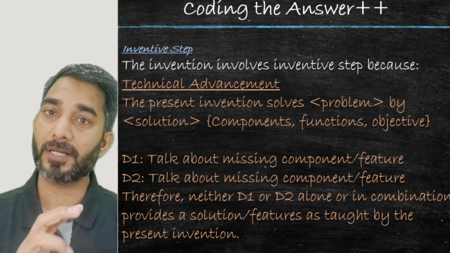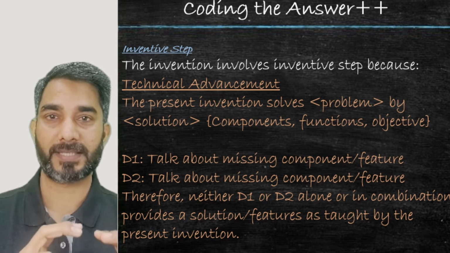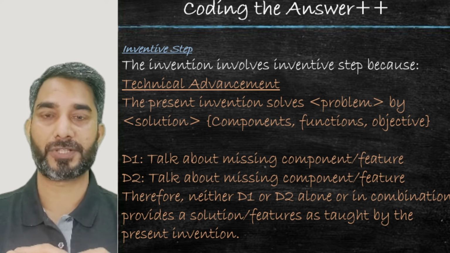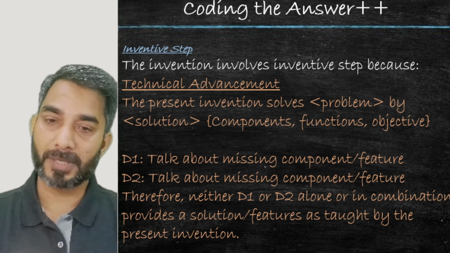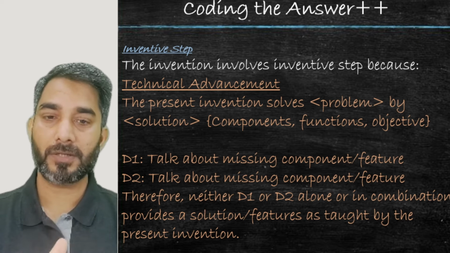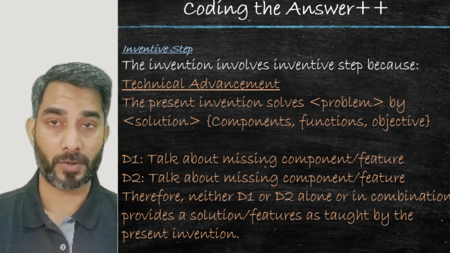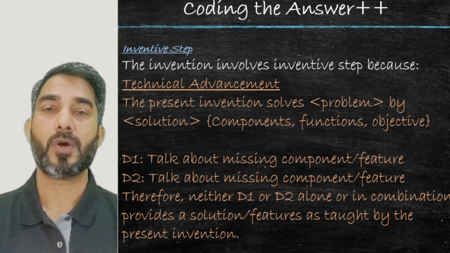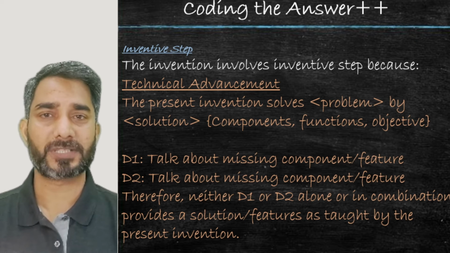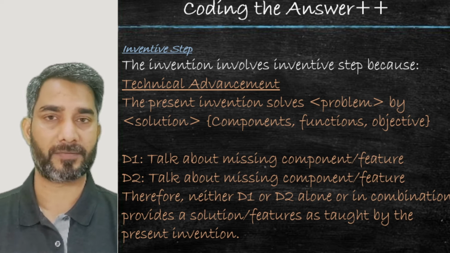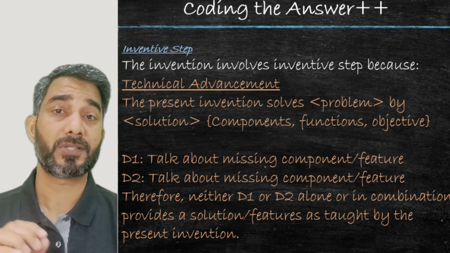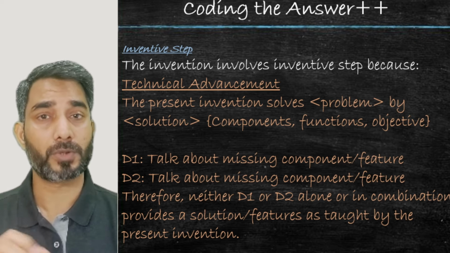And once we have written that, we again go and attack D1 and D2 by saying that D1 is talking about it, but D1 doesn't have this component, doesn't have this feature, and cannot solve this problem, right? Similarly, you write D2. And then we end this by saying that neither D1 or D2 alone or in combination provides a solution or feature that my invention is providing. So with this, we were able to establish the novelty and inventive step of our invention and were able to overcome the objections. But there could be a few scenarios where section 3 based objection could also be raised.